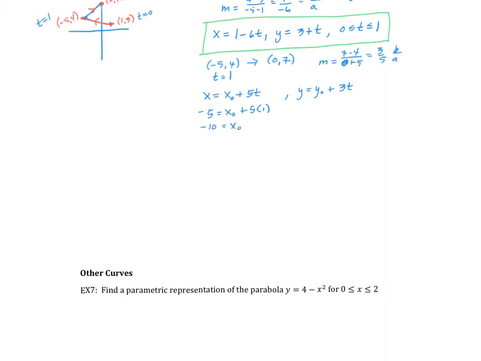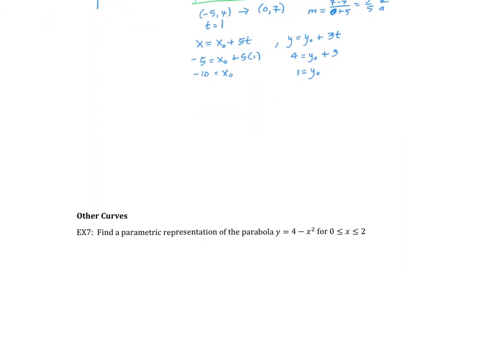And I'll do the same for my y equation. I know that my y value is 4 plus 3 times my t value of 1, which gives me a y sub 0 of 1. All right. So I have x is equal to negative 10 plus 5t. Y is equal to 1 plus 3t.